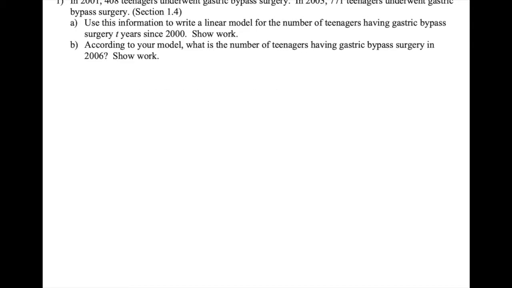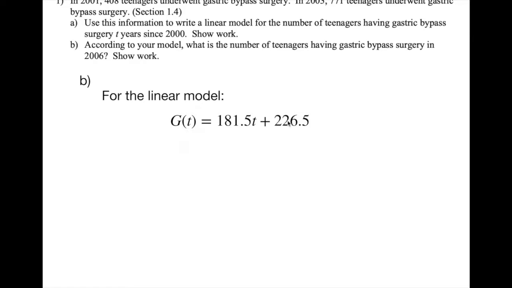For part B, they want you to use your model to do some calculation. For the year 2006, what's the number of teenagers having the surgery? So we have this model here. I copied it here from the previous page. Now we know that in the year 2006, since T is the years since 2000, T is equal to 6. So you can plug T equals 6 into your model. So G of 6 will become 181.5 times 6 plus 226.5.